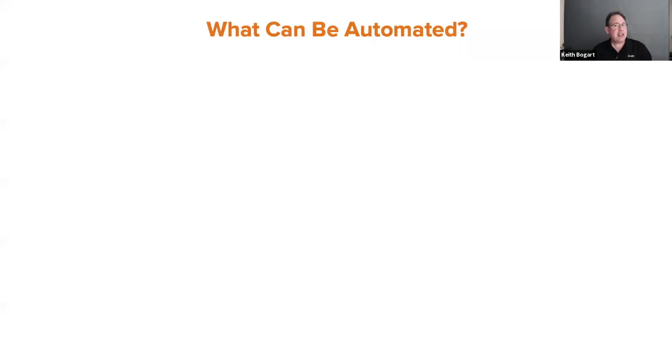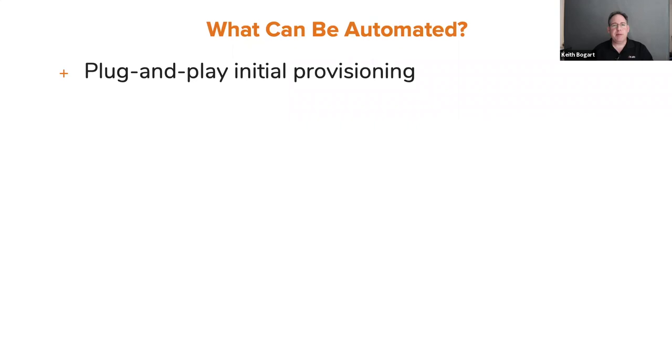So we talked about this plug and play initial provisioning. I talked a little bit about that. That basically means that I'm taking a networking device and I'm implementing it into my network, and it's a clean slate, and I use plug and play to bring up all the initial settings.